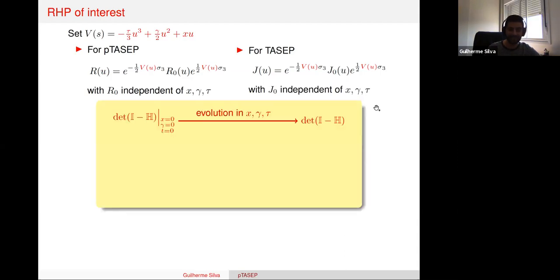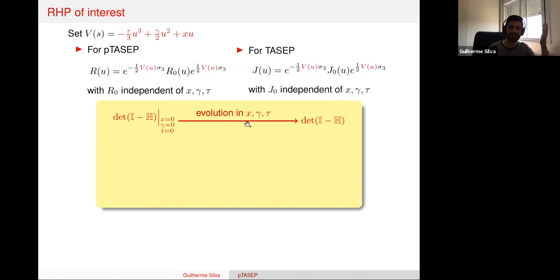So just to give some idea about this Riemann-Hilbert philosophy, and one of the reasons why it's relevant, is the following. Imagine that you know your original Fredholm determinant for some set of parameters. For simplicity, I'm putting here x equals 0, gamma equals 0, tau equals 0, because when those are all 0, I'm basically considering just R0 or J0. Those exponential factors are just the identity. So it's something very simple. Imagine you know your Fredholm determinant for some very simple parameters, and you want to find it for all sets of parameters. So you look at that, so to speak, as an evolution in all the parameters.